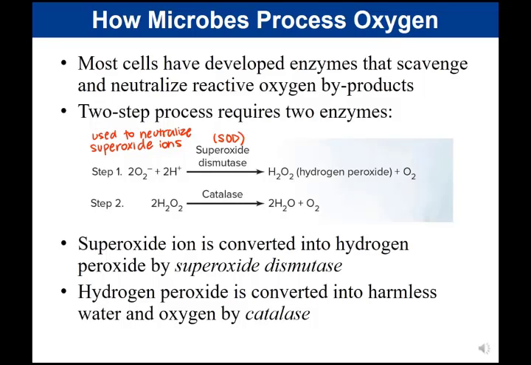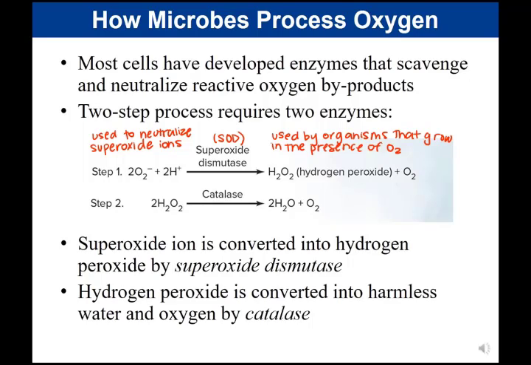But first, let's talk about what types of organisms would have SOD. This is used by organisms that grow in the presence of O2. So whether or not the organism uses oxygen doesn't really matter. Organisms that grow in the presence of oxygen need to have that superoxide dismutase. They need to be able to neutralize those superoxide ions that can form.